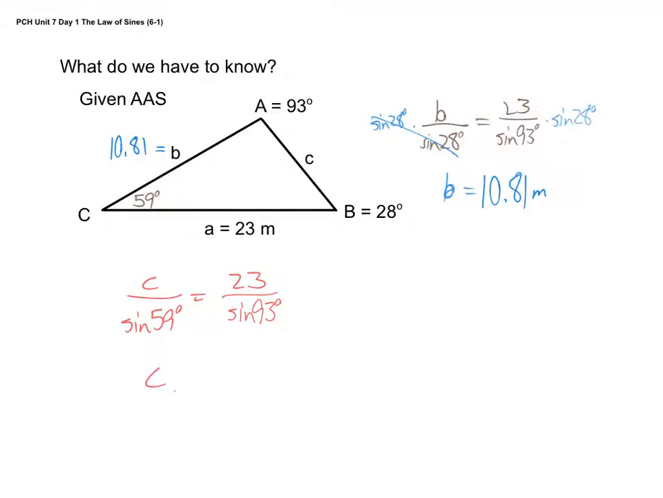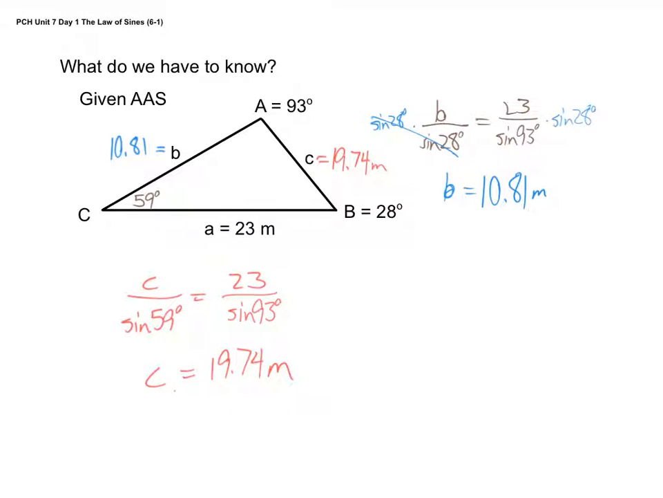And we should get C equal to 19.74. Okay? Meters. And now we have solved the triangle. We know all 3 of the angles, and we know all 3 of the sides, so we're done. Okay?